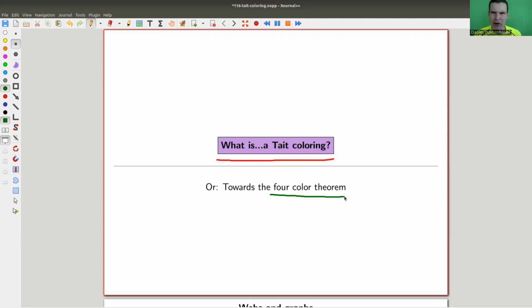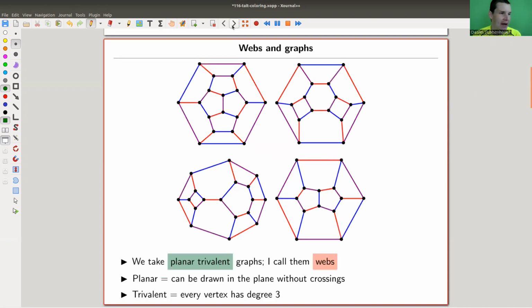So this time it's Tait coloring, that's the 19th century. So it's not really new mathematics in some sense, but it's pretty cool. So stay with me here. Okay, so let's get started.